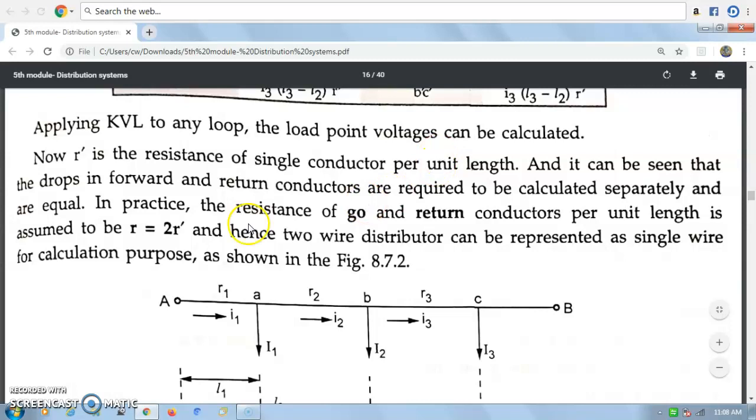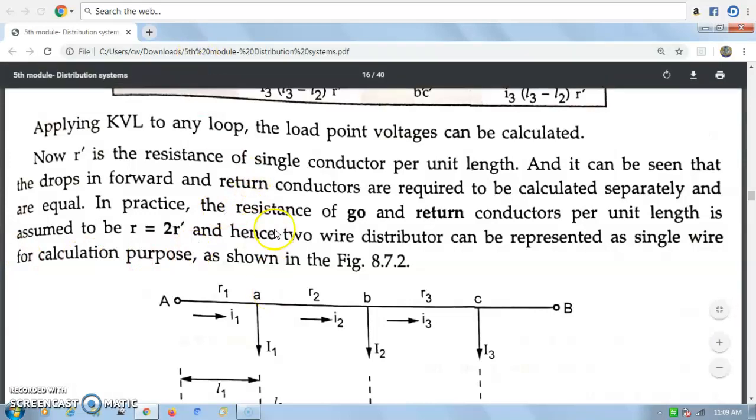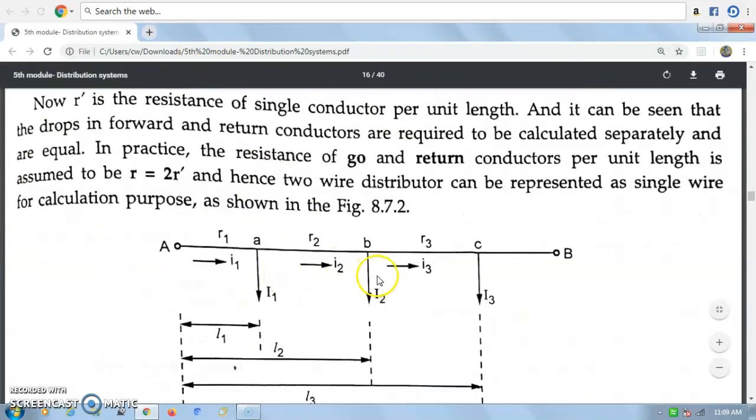And the second line, that is A dash, we have considered that the return conductors are required to be calculated separately and are also equal. Hence in practice, for go and return conductors per unit length, we are taking R is equal to 2R dash. Remember, resistance is equal to 2R dash. Hence, a two-wire distributor can be represented as a single wire.